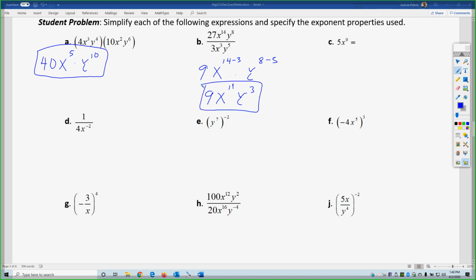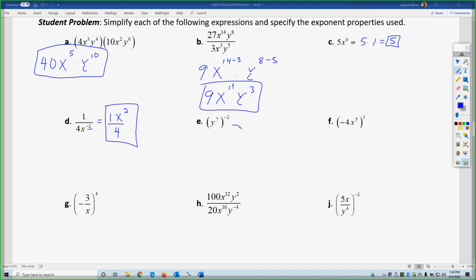And this 0, since there's no parentheses, only goes to the x. So I really have 5 times 1, or 5, which is different from what we had before. Pay close attention to that. What does the exponent actually apply to? So here, the same property. There are no common bases here, but that negative 2 only applies to the x. So my final answer is 1x squared over 4 using the negative exponent property.